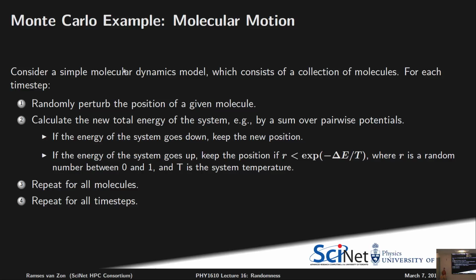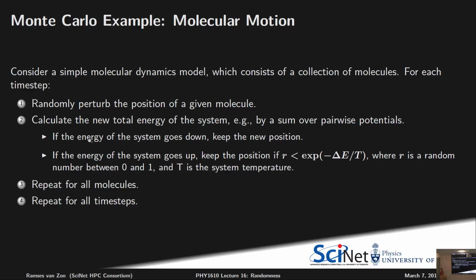So we can randomly perturb the position of a molecule. And we can then see what effect that has on the energy of the system. So typically, a bunch of molecules, given their configuration, will give you a certain energy. You change the configuration, you change the position, you change the energy. Usually that's the sum of our pairwise potentials. We talked about MD a little bit. That's what it is.